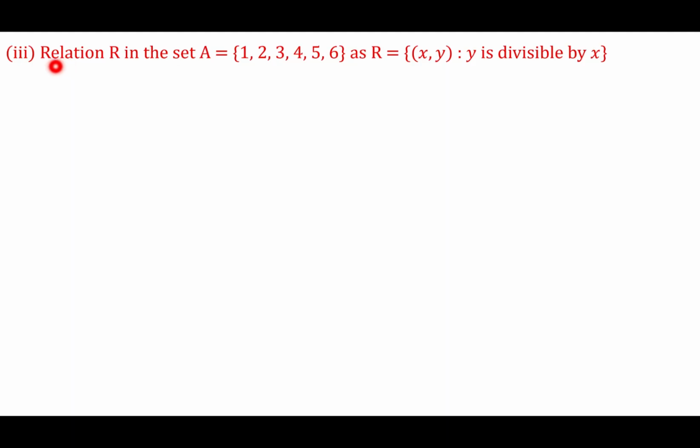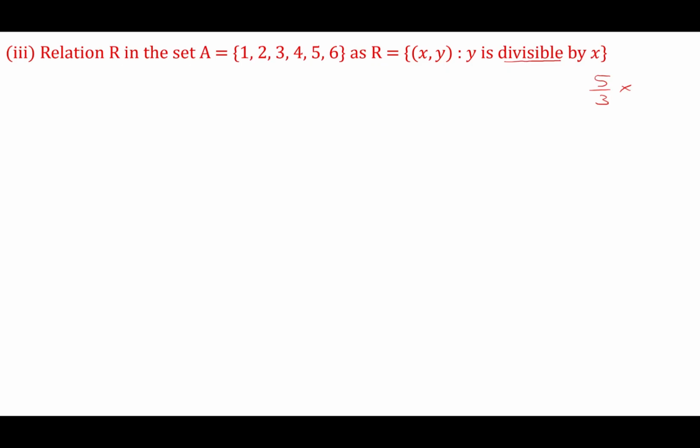Question 1 part 3. Relation R in the set A equal to 1 2 3 4 5 6, and R is defined as x comma y such that y is divisible by x. Try to understand, divisible means you should get a whole number. For example, 5 over 3 is not divisible because I'm getting the answer in decimal. So it must be a whole number or any integer, positive or negative. Then only it is divisible.